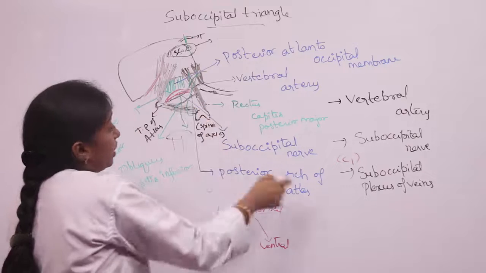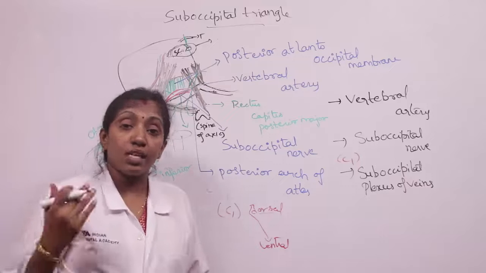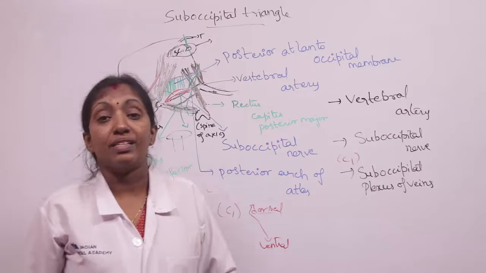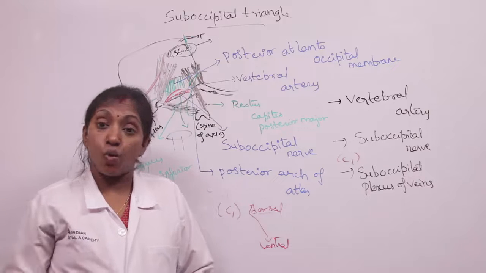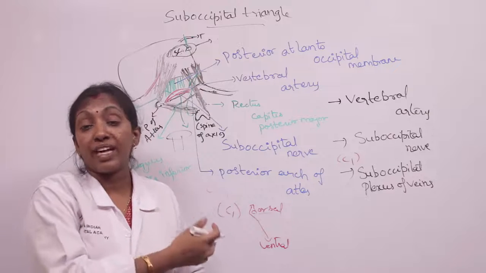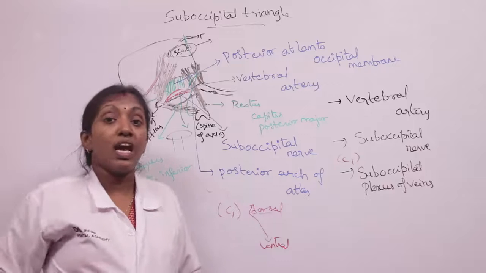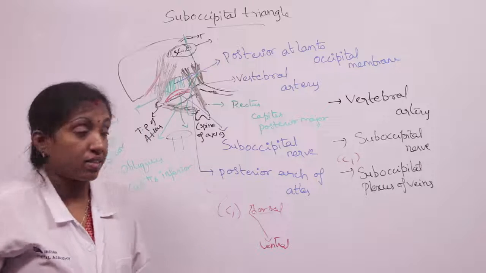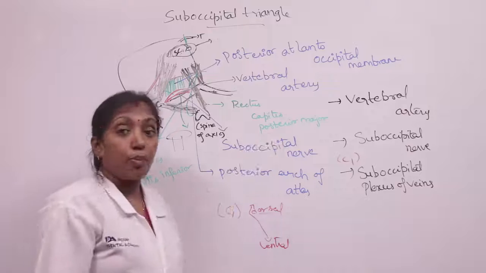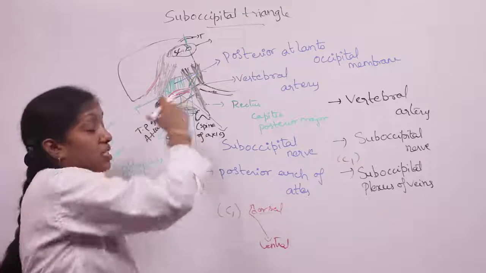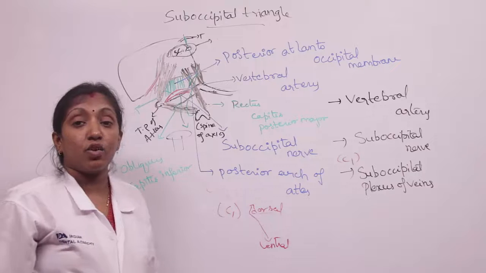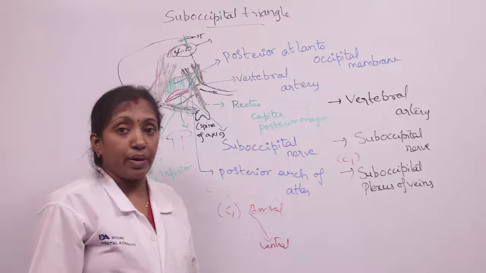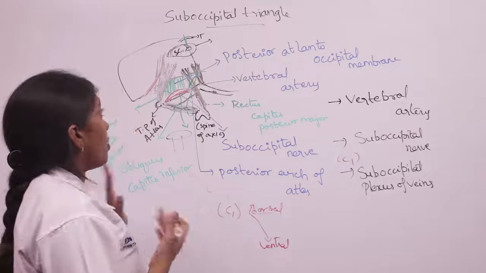And coming to the suboccipital plexus of veins, they are formed by veins from these muscles, and also veins from the transverse sinus through emissary veins and the internal vertebral venous plexus. These together form the suboccipital plexus of veins in and around the suboccipital triangle, and these veins drain into the vertebral veins. So that's about the suboccipital triangle.